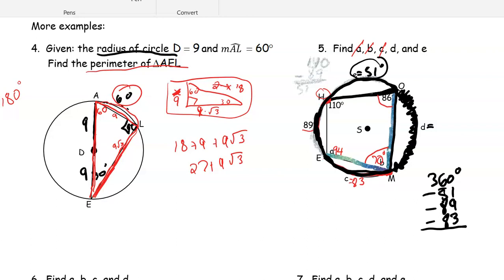It's actually my phone, which is about ready to die. So hopefully it lasts a little bit longer. Minus 51 minus... All right, and that should be 137 degrees. All right, so D is 137.